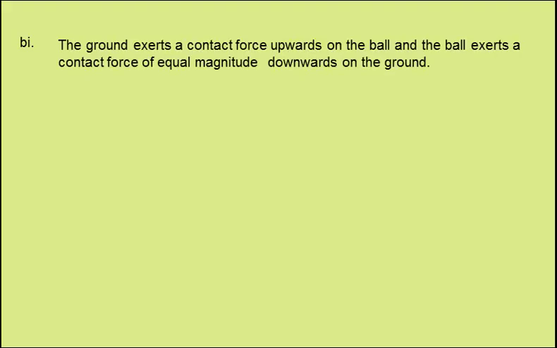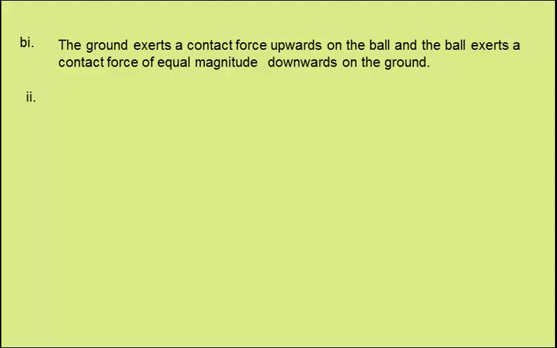In B, we have a diagram showing the ball deforming as it contacts the ground. In part 1, we need to explain how Newton's third law of motion applies to the ball at this point. Well, the ground exerts a contact force upwards on the ball, and the ball exerts a contact force of equal magnitude downwards on the ground.